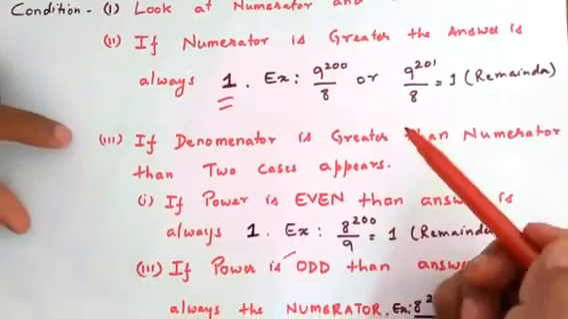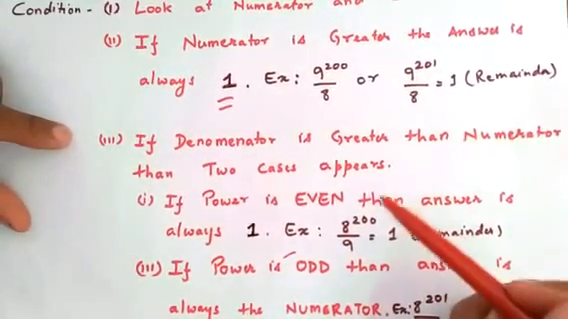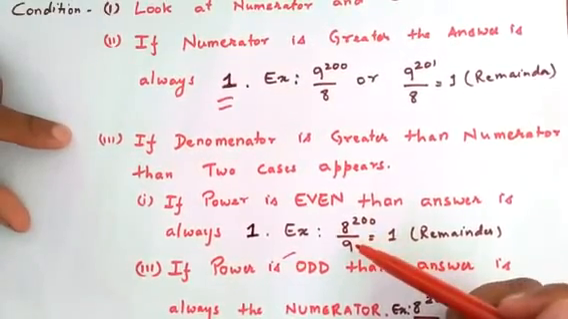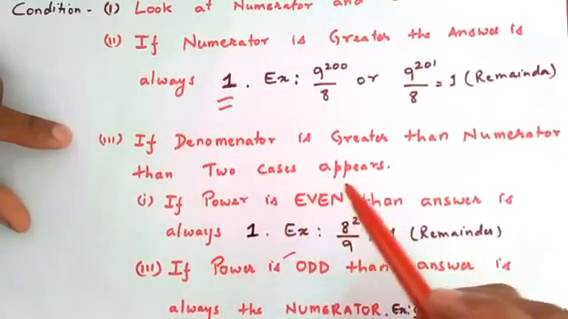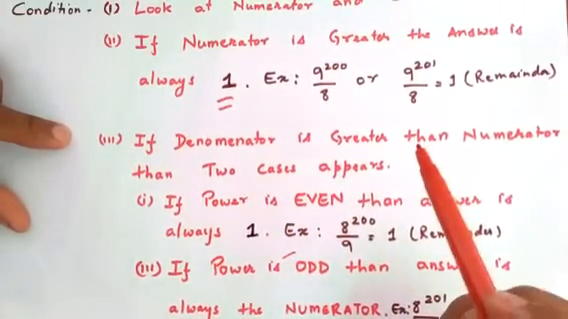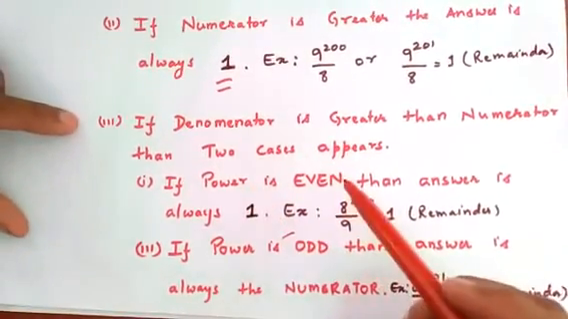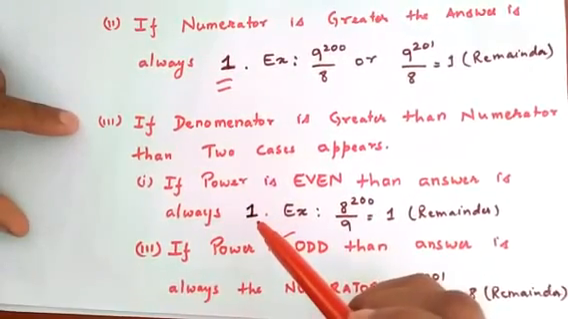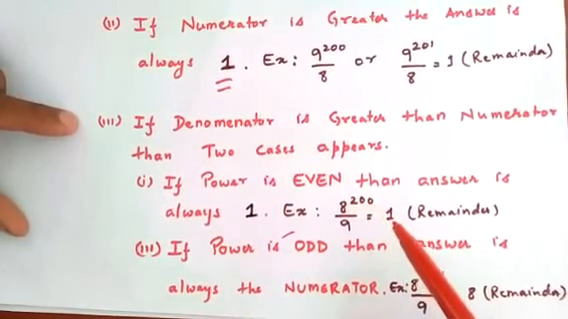But the main thing to look at is when the denominator is greater than the numerator. In that case, two cases appear, that is, two types of answers. If the power is even, then the answer is always 1. You don't have to panic in this one. Like 200, the answer is always 1.